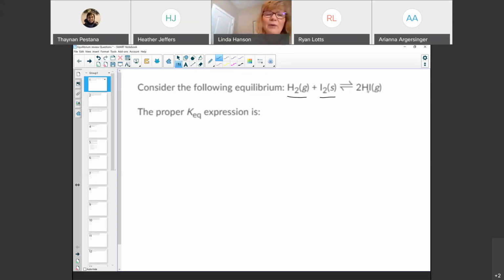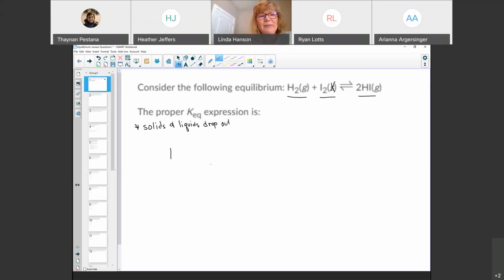So I picked this one on purpose just to remind ourselves that pure solids and pure liquids drop out of the equilibrium expression. And one of the most common mistakes is, especially if we're rushing, which sometimes we do on a quiz, you get that testing anxiety going, adrenaline starts to pump, and you make simple mistakes. But I'm reminding us that the pure solid does not become part of that equilibrium expression.